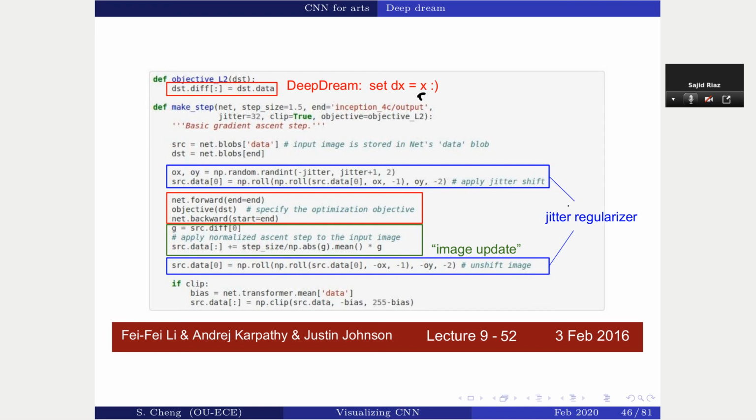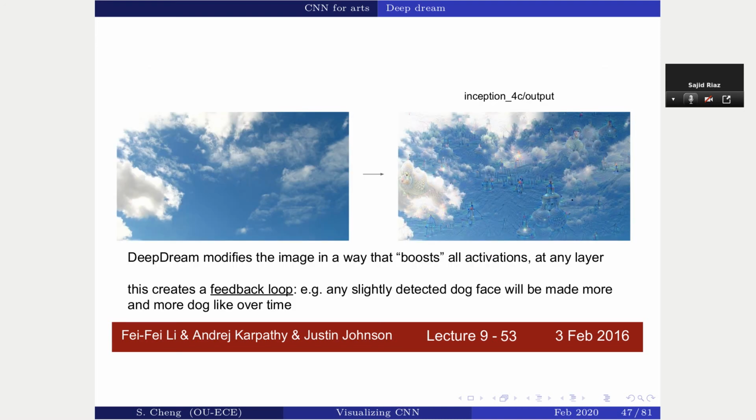It also did some jittering regularization. It applies some jitter beforehand, then does this operation, and then undoes the jitter. Beyond that, it's basically just what they did. And what the behavior will be like depends on the network. Think of a particular layer: you have different kinds of features. Take a look at the image, for example the cloud here. If you see what it looks like, then that particular feature will be activated.